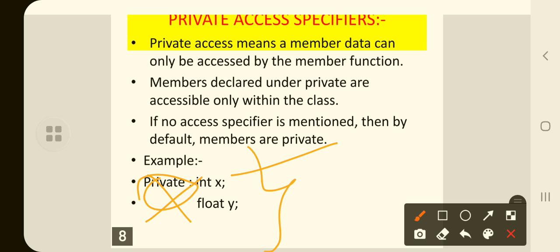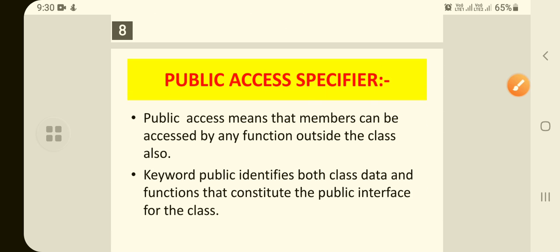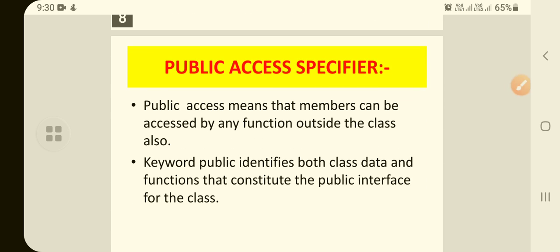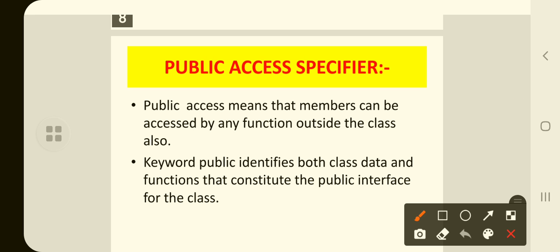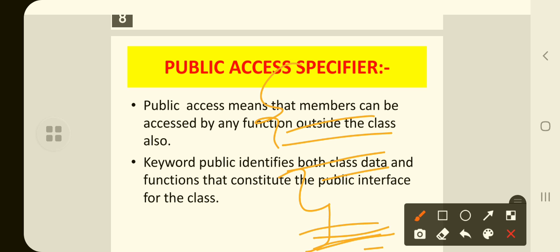Okay. So we will move on to the next access specifier, that is the public access specifier. So public access in the sense the members can be accessed by any function outside of the class. See, you have one function here, and after these curly braces some other functions will be there. So those functions can also access the members when they are declared public. If it is public, it can be accessed throughout the program.